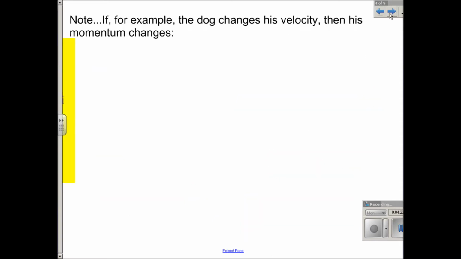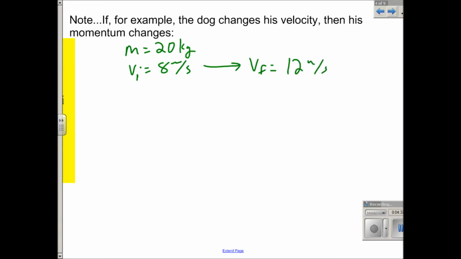So in this problem, the dog had a mass of 20 kilograms. Let's suppose he had an initial velocity of 8 meters a second, and then let's suppose he sped up to a final velocity of, let's say, 12 meters a second. It doesn't matter. But the dog is speeding up, so now he's got an initial velocity and a final velocity. Because of that, he's also going to have an initial momentum and a final momentum.